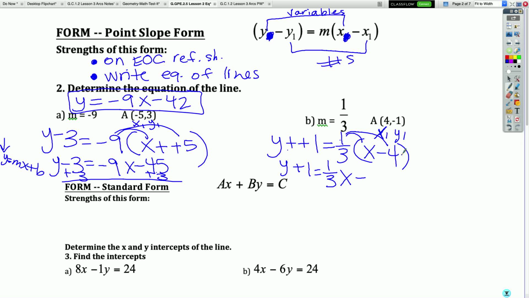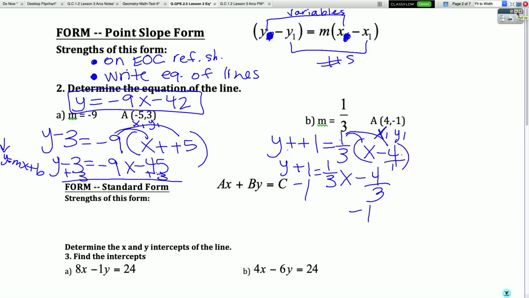So 1 times a negative 4 leaves me with what? Negative 4 on top, and then 3 times a 1 on the bottom would leave me with a positive 3. So you are multiplying by the top, dividing by the bottom. So negative 4/3. And then last step, we have to subtract 1. Okay, you could plug this into your calculator, but we're going to make sure we're good with fractions, because fractions are fun.